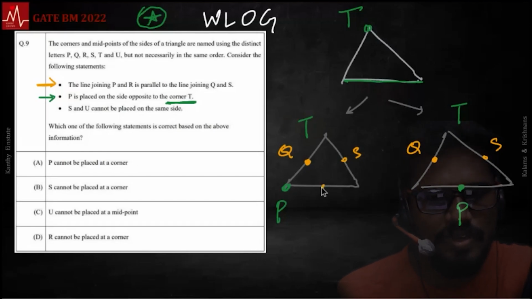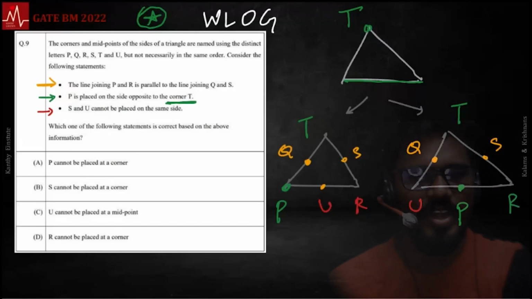QS, R is parallel. This is the case. S and U cannot be on the same side. R cannot be here. S and U cannot be on the same side. That makes R here. And PQ, R needs to be here. So now I have ended up with two possibilities.